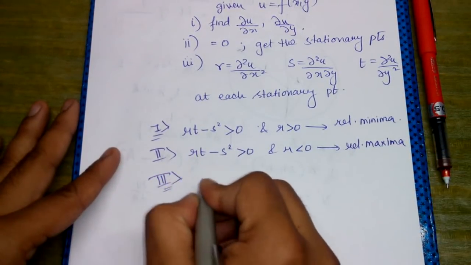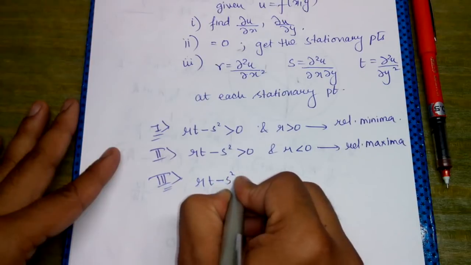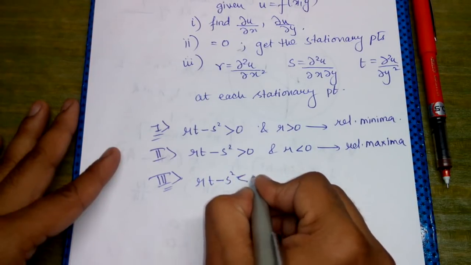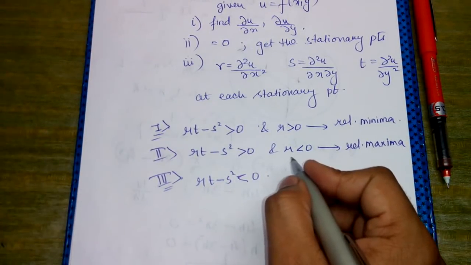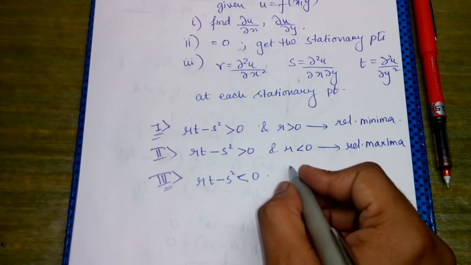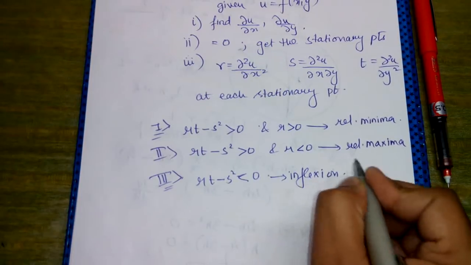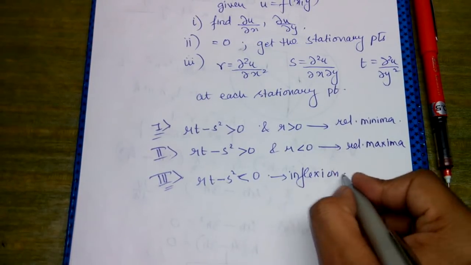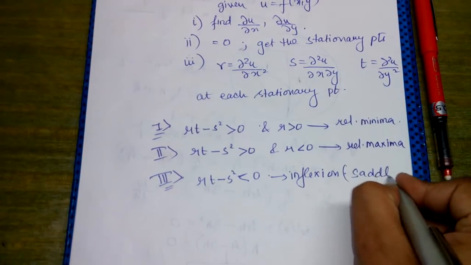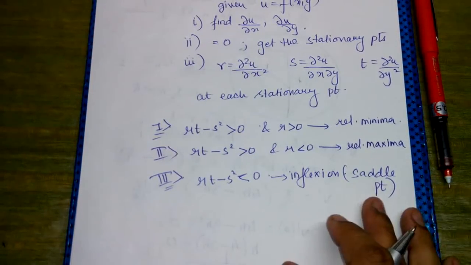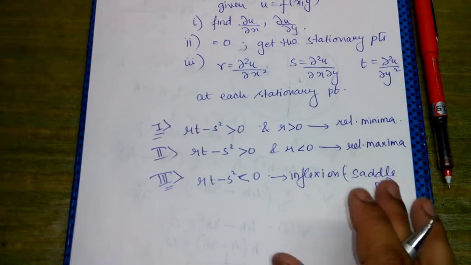Third point: if rt minus s square is less than 0 at the stationary point, then the point is called the point of inflection. It is also called the saddle point.